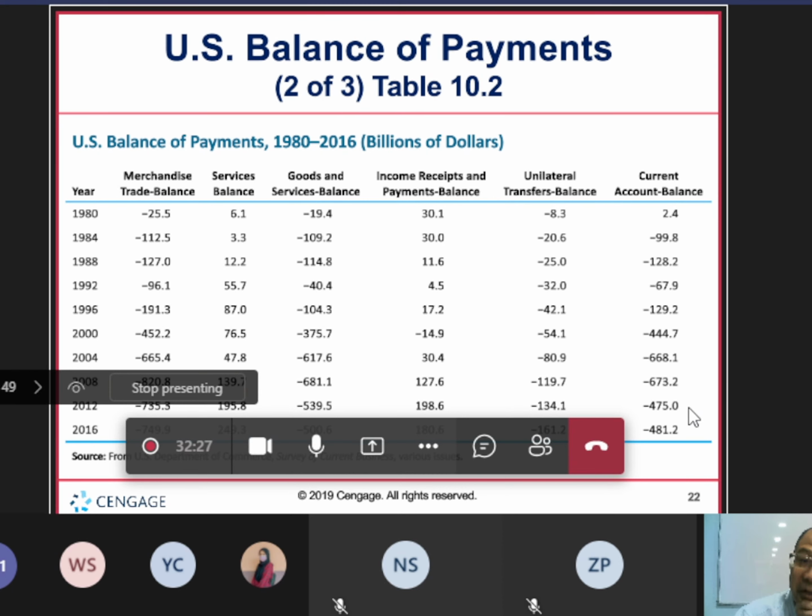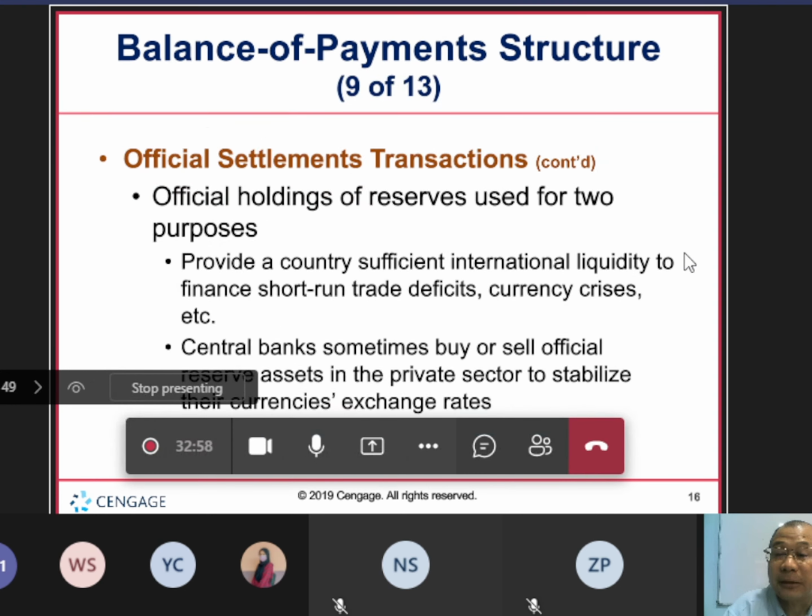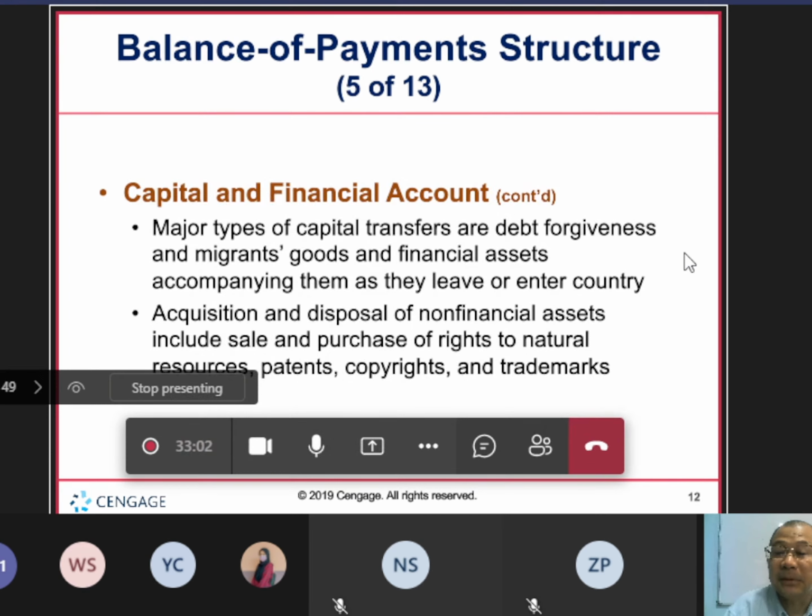Because if you have a very, very large deficit in the current account balance, that will affect that country's position, because the current account balance will be balanced out by the other one, the capital and financial account balance. A deficit in the current account must be balanced by a surplus in the capital and financial account, and then the overall balance will be balanced.